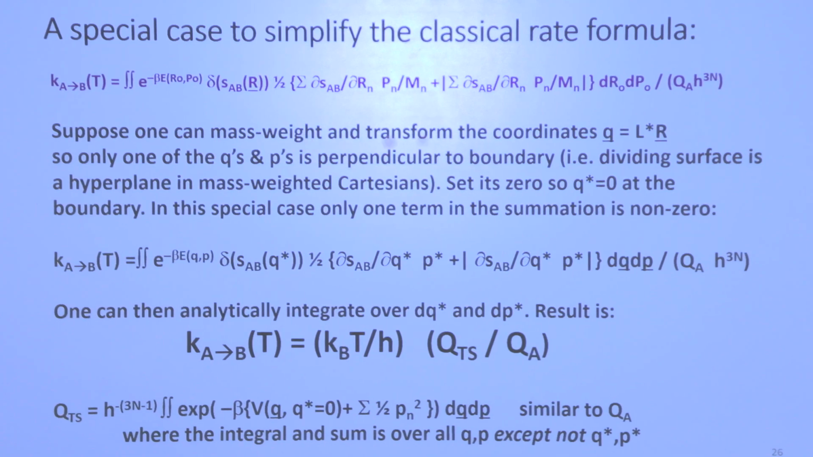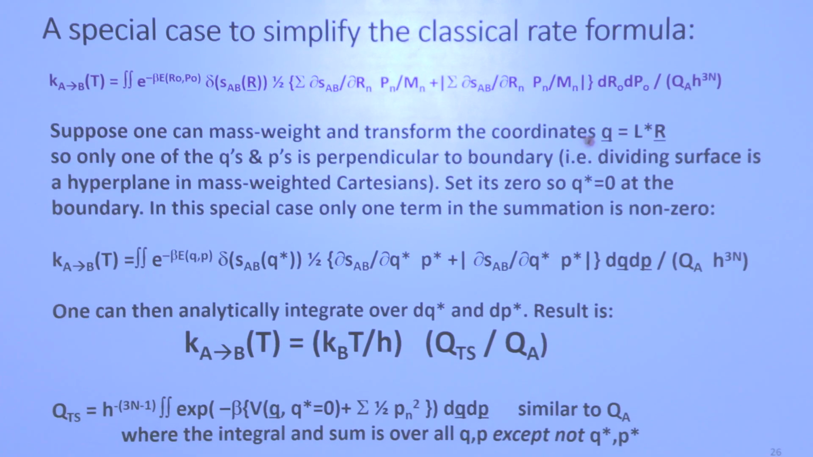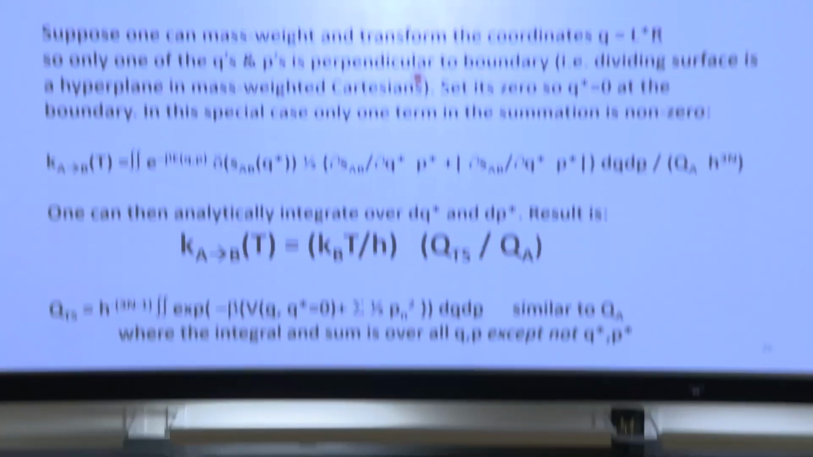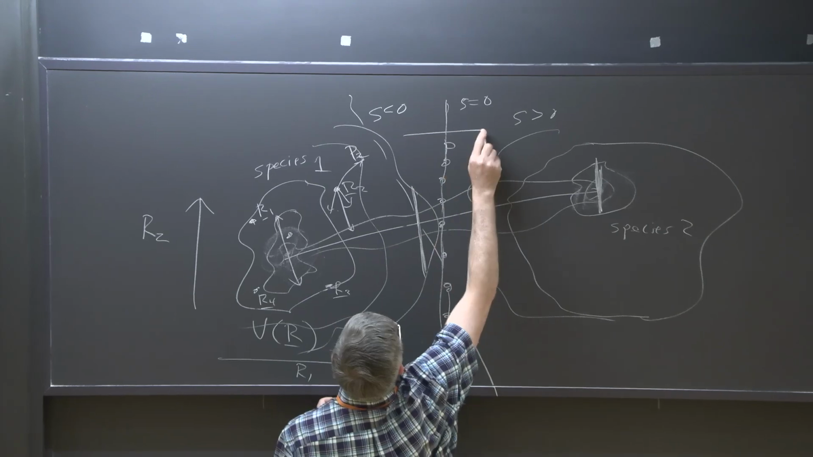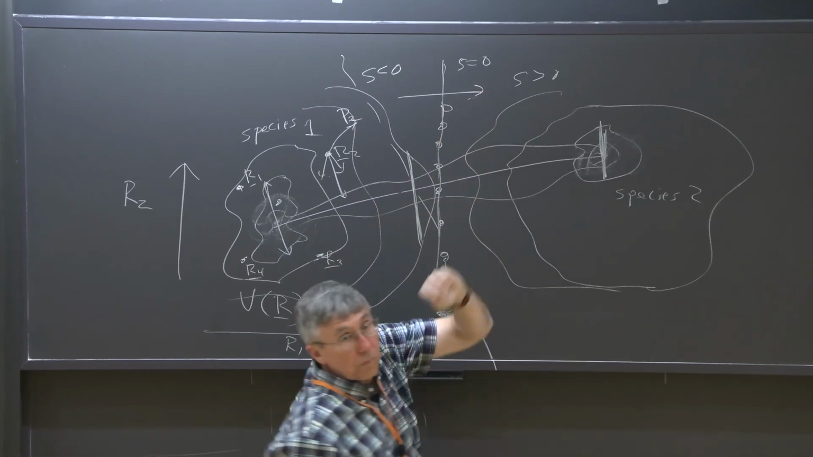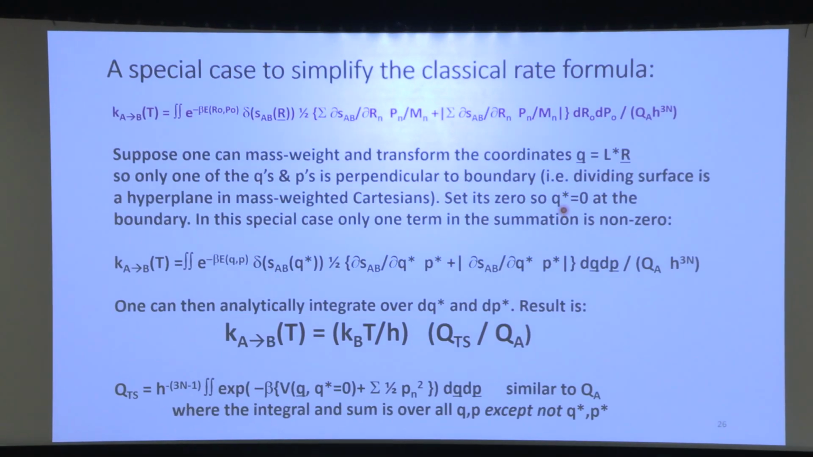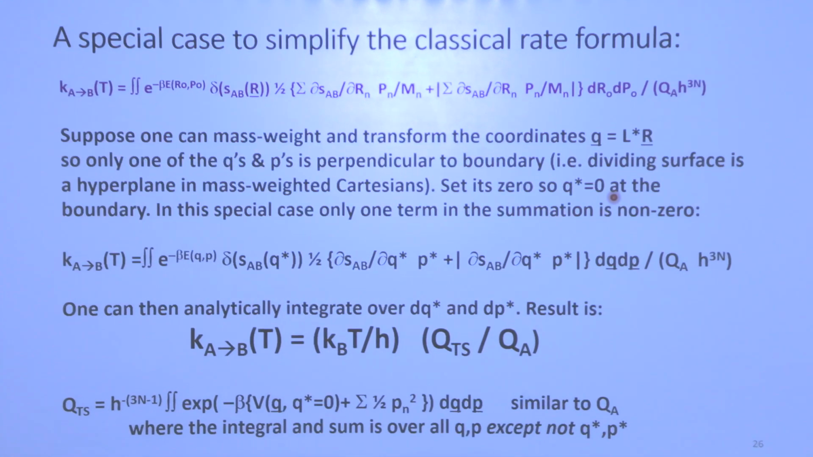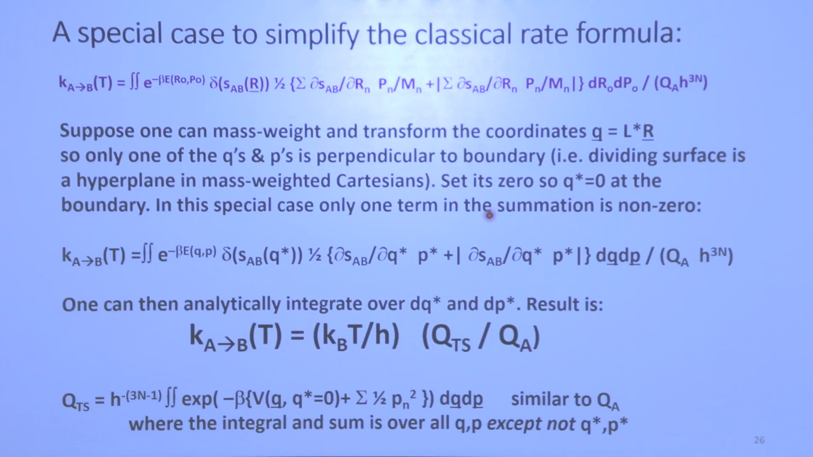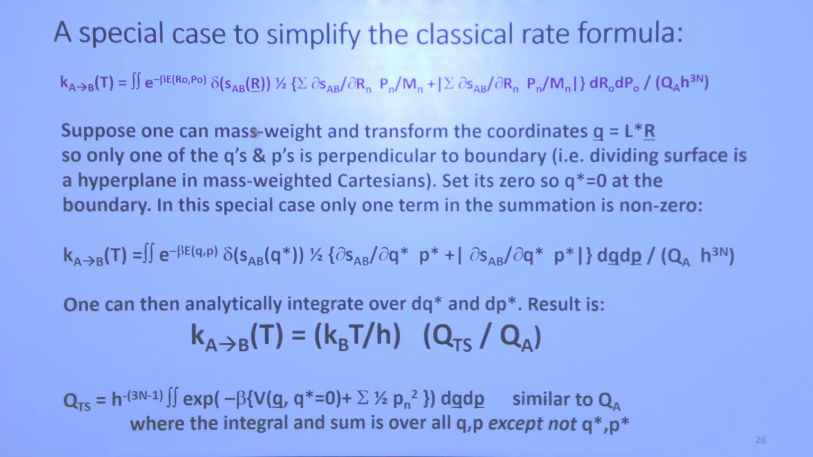If I simplify it and do a coordinate transformation to these things called the normal coordinates, where I choose one special coordinate to be this direction that crosses, that makes S go from negative to positive. If I choose that as my special direction, and set that special coordinate q equals 0 at the boundary, q star, then I can plug in here and do the integral, and it turns out it's analytical.